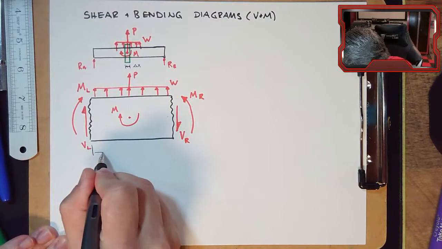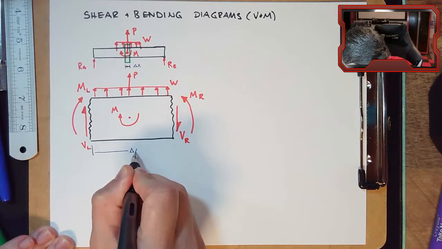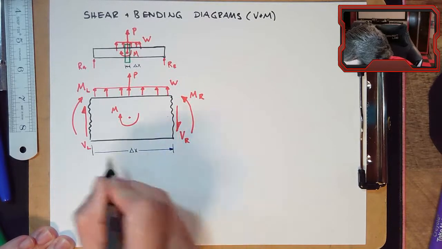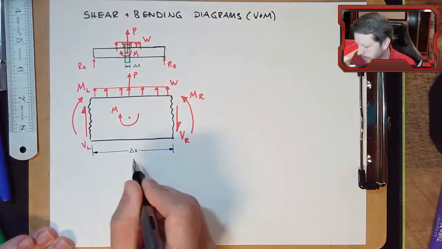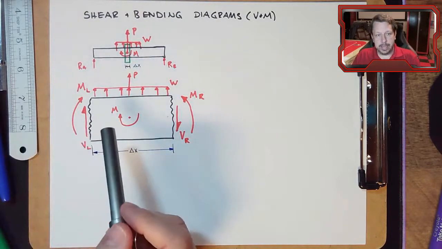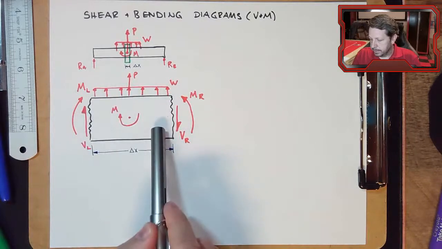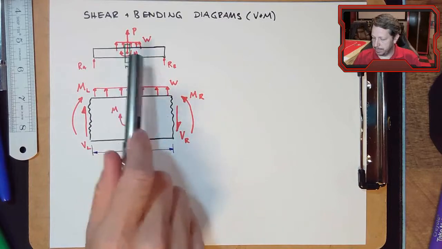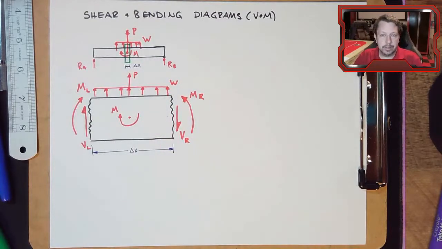So this distance is delta x, and we may, as we develop our rules, use that delta x. Okay, so this is a tiny section of a beam, that we can even make tinier, that has one of every kind of load that we're going to deal with on it.